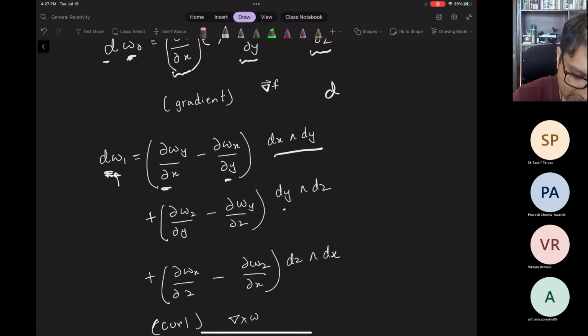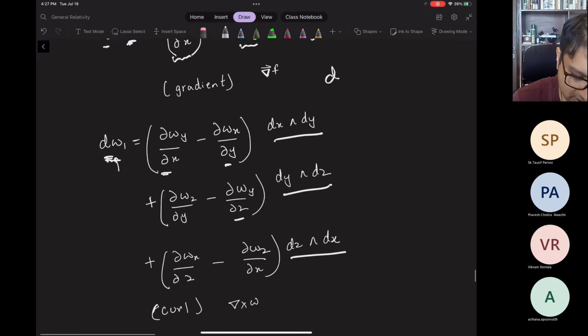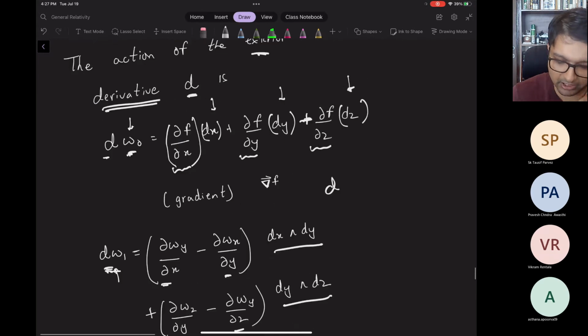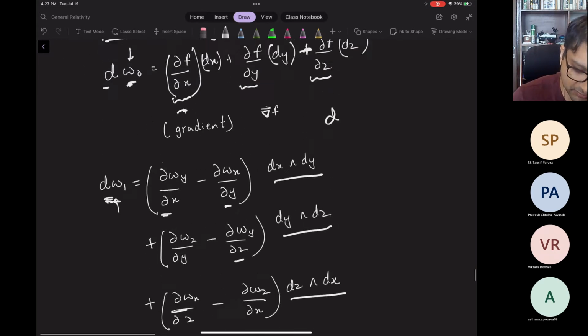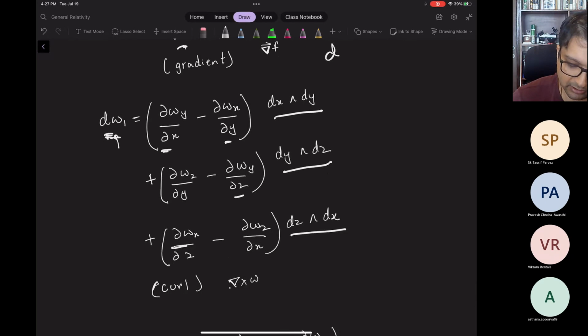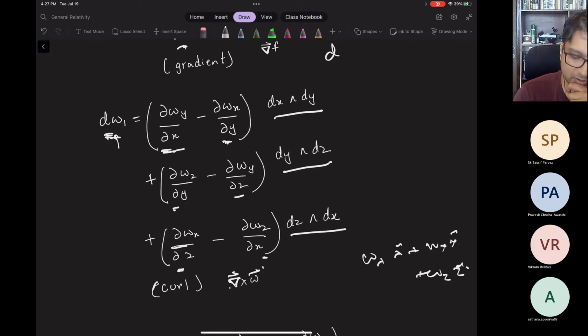And similarly, I'll have other terms for dy wedge dz and dz wedge dx: partial omega z partial y minus partial omega y partial z, and partial omega x partial z minus partial omega z partial x. So if the previous one was the gradient, this should be very reminiscent of how you take the curl of a vector. If I have a vector omega x x-hat plus omega y y-hat plus omega z z-hat, this is very similar to taking the curl of that vector field. These are the coefficients of the curl.